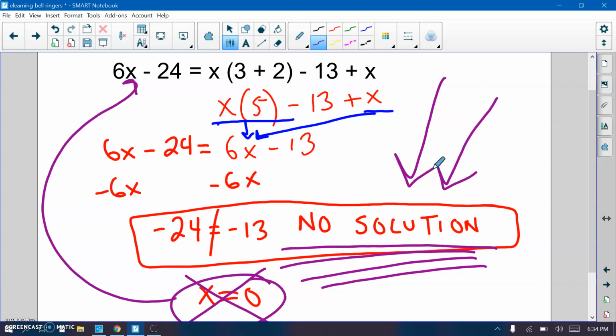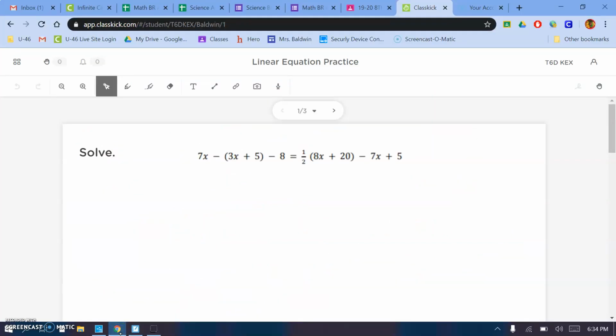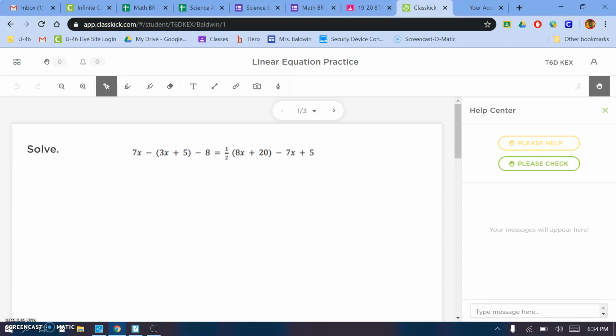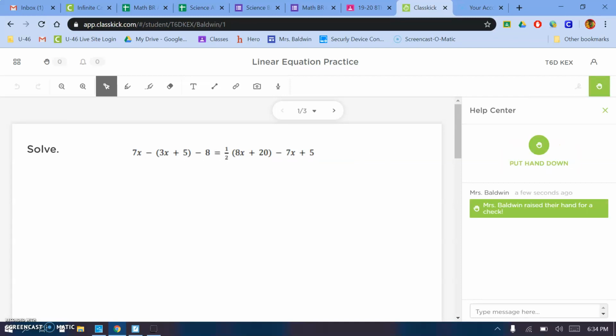One other thing I want to add is when you guys are working through your ClassClick problems, what I would like you to do, most of you are doing this, but not everybody, when you go through and answer the questions, up here in the right-hand corner is this little hand symbol. I would like you guys to hit please check on every single problem so I know that you're done and I know I can come check your work.